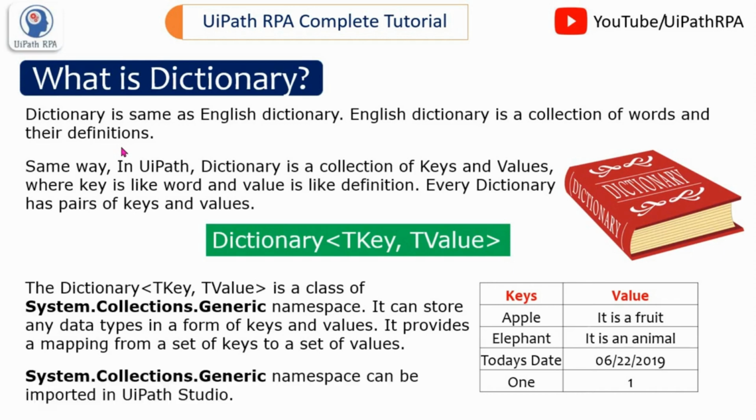The System.Collections.Generic namespace can be imported in UiPath Studio. If you have learned .NET, in C# we have to import the namespace by using the keyword, like using System.Collections.Generic. Here in UiPath we have the feature: we can go to Imports, type this, and then select it. So that will be imported in our UiPath Studio.